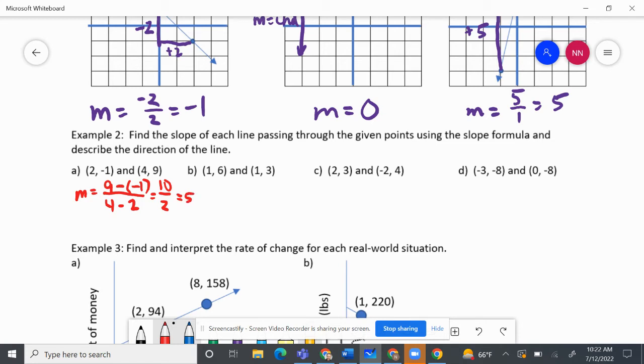Now, after I find the slope, what I'm going to do is describe the direction of the line. So remember, if it's positive, then the line increases.